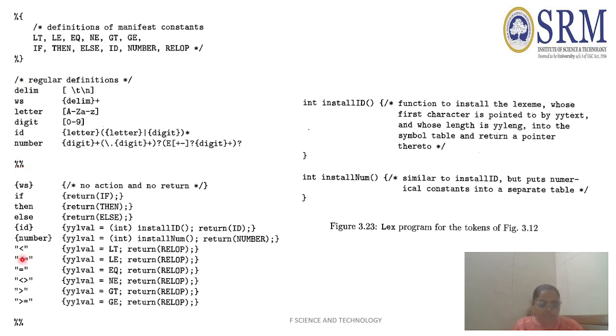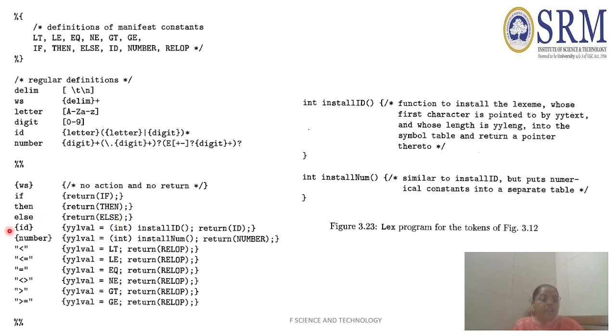Now coming to the translation rules. What is a translation rule? For white space, if this pattern is taken, no action will be taken. That is, for white space you are not going to do anything, so no return will happen. And if the pattern is if, then the return will be capital IF. It is a keyword. If the pattern is then, the action for that is to return capital THEN. If the pattern is else, then the corresponding action is to return capital ELSE.